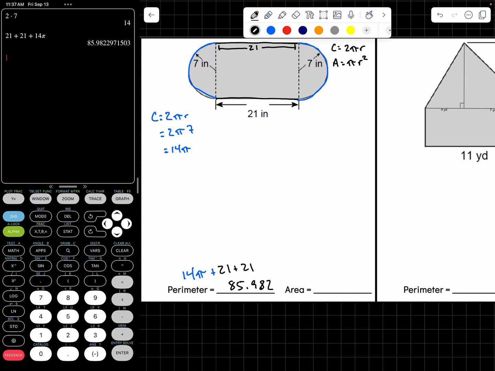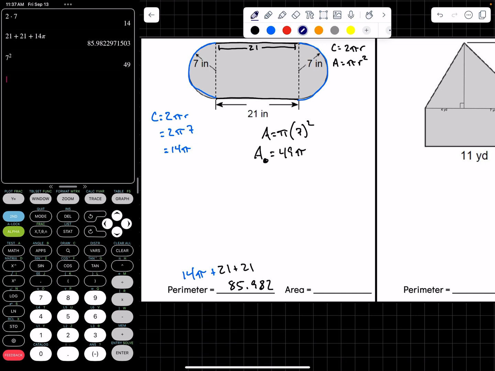And then if I go on ahead and work my area, let's just do the area of my circle first since I got that pulled up. Area equals pi. My radius is 7 squared. So 7 squared equals 49 pi. So that's going to be the area of my circle.